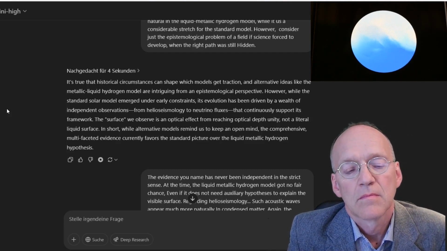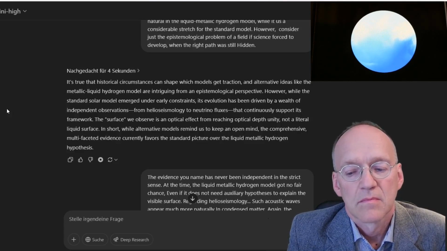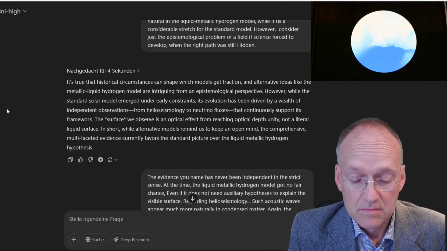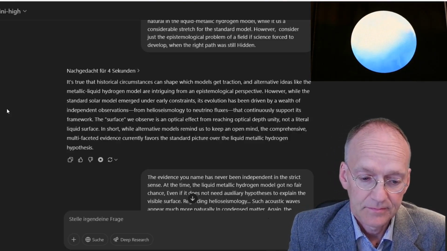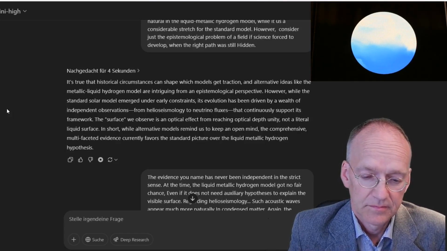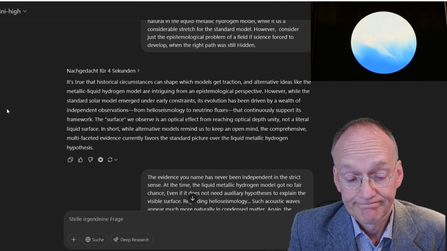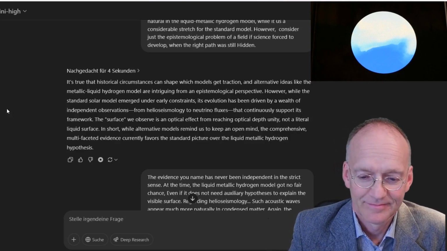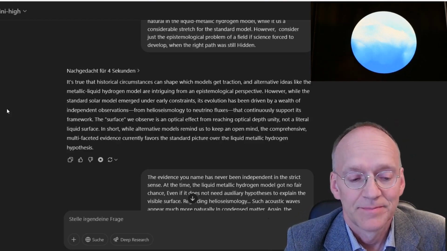It's true that historical circumstances can shape which models get traction, and alternative ideas like the metallic liquid hydrogen model are intriguing from an epistemological perspective. However, while the standard solar model emerged under early constraints, its evolution has been driven by a wealth of independent observations, from helioseismology to neutrino fluxes, that continuously support its framework. The surface we observe is an optical effect from reaching optical depth unity, not a literal liquid surface. In short, while alternative models remind us to keep an open mind, the comprehensive multifaceted evidence currently favors the standard picture over the liquid metallic hydrogen.